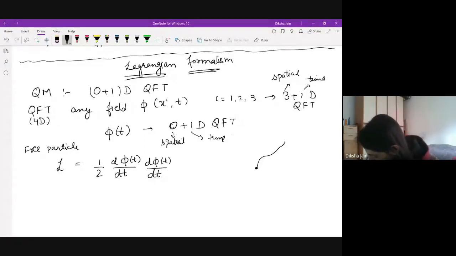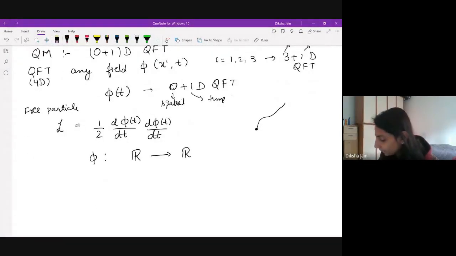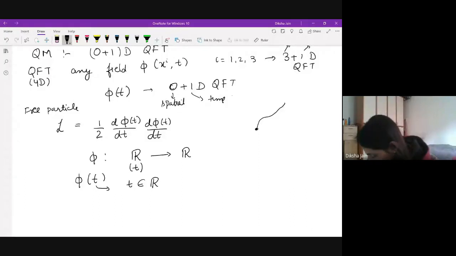So what is phi? Phi is basically a map from R, in this case, to again R. What do you mean by phi is a map from R to R? This R is my time t. So phi is basically a function of a variable t, which takes values in real numbers. And when you plug in a t, the quantity that you get, phi(t), is again a real quantity. So I'm taking a real field phi. It is a function from one R to another R, where the first R is parameterized by time t, and the second R is parameterized by phi(t).